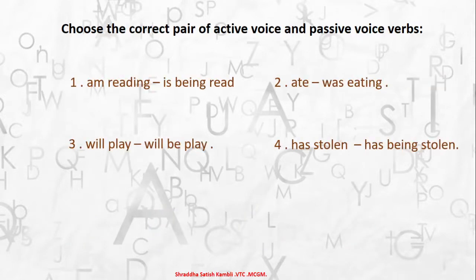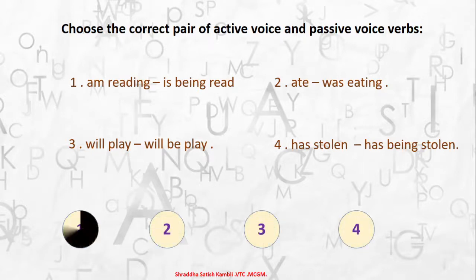Am reading, is being read. Ate, was eating. Will play, will be play. Has stolen, has being stolen. So which one is the correct one, children? It is the first one. I am reading this book. This book is being read by me. Alright, so which one is the correct pair? It is the first one.